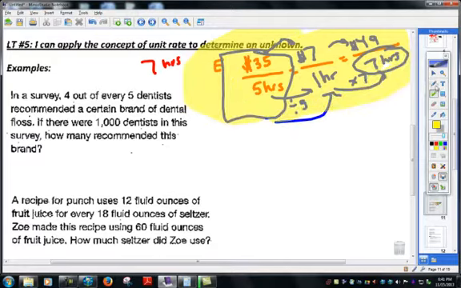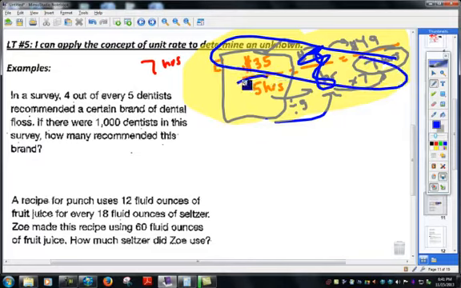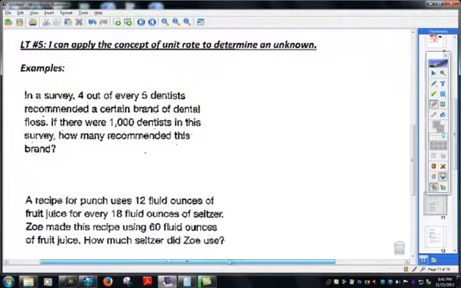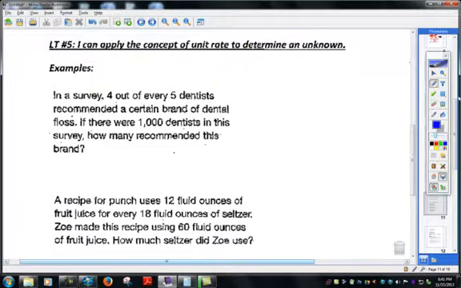If I said use unit rate and you didn't do this step, you just cross multiplied and then divided by 5 and got 49, I'm going to count it wrong. So understand you are still responsible to know this, even though you know how to cross multiply and divide. So let's go through these.